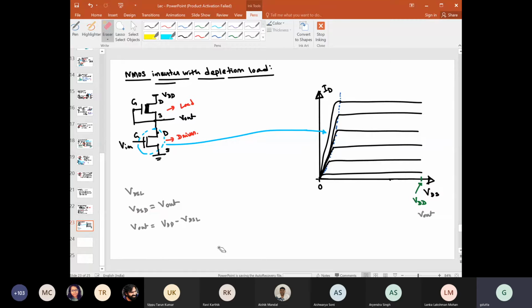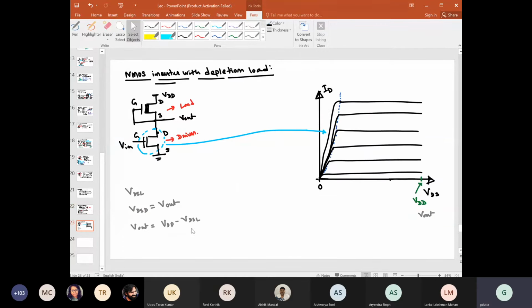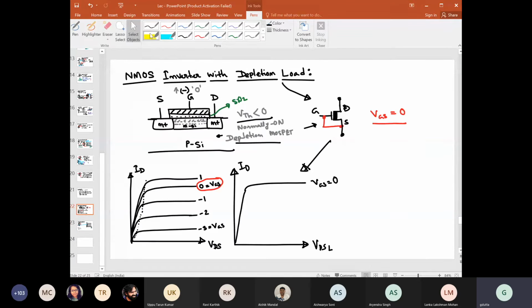I think it should be fine. So you remember that V out equals VDD minus VDSL. VDS means this is for the load, so it is VDSL. Now in that expression, it was minus VDSL. So what does minus VDSL mean? This is the plus VDSL, so you have to make the axis negative.